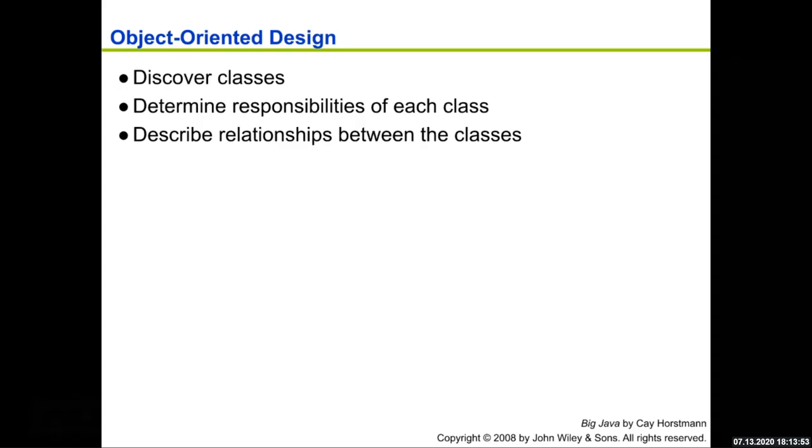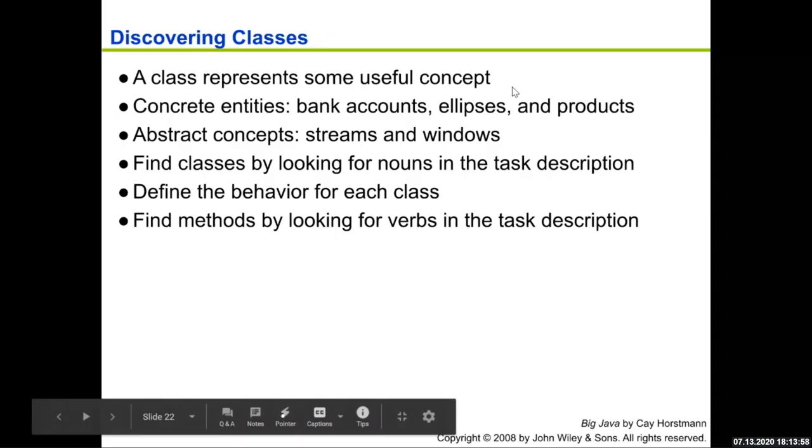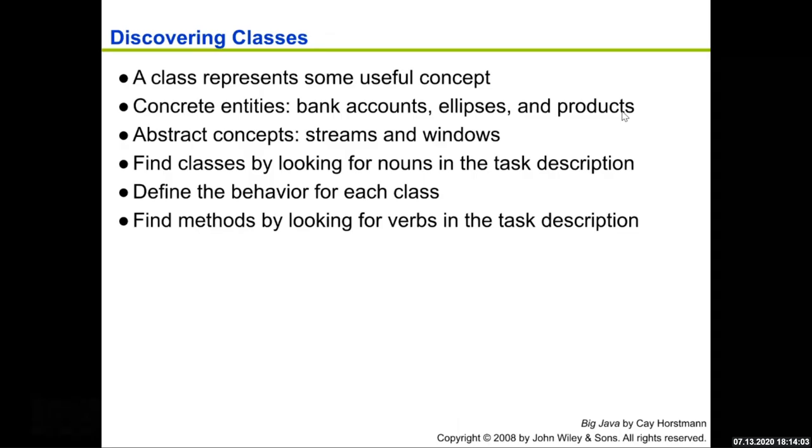A class represents a useful concept. So it could be a bank account, an ellipse, products. It could be an abstract concept like a stream, a window. You find classes by looking for nouns. Then you define the behavior for each class. You find methods by looking for verbs.